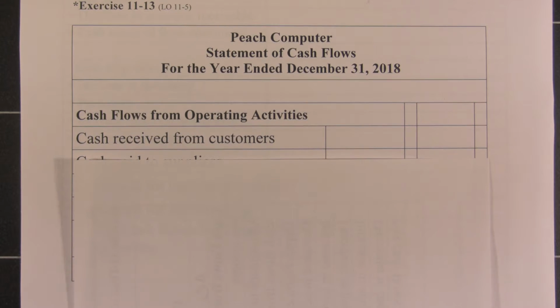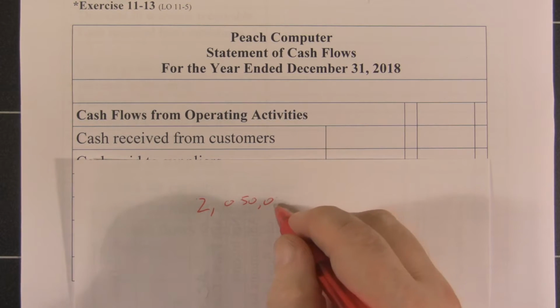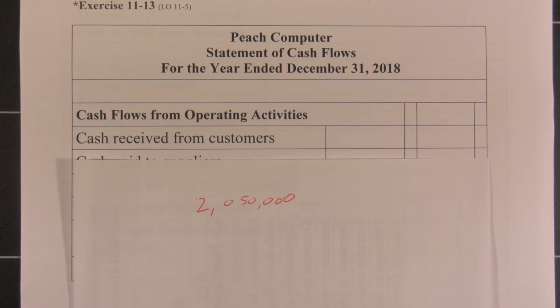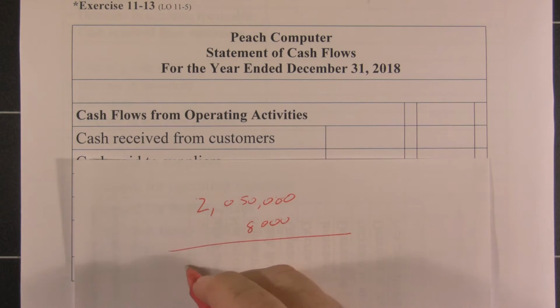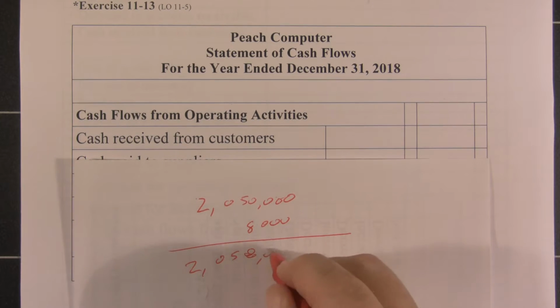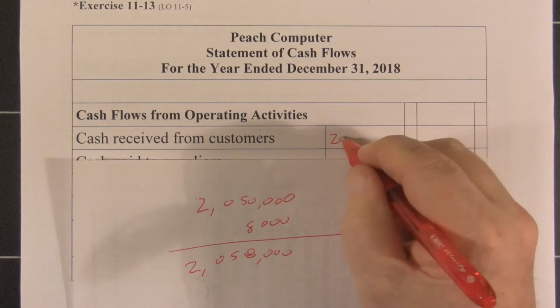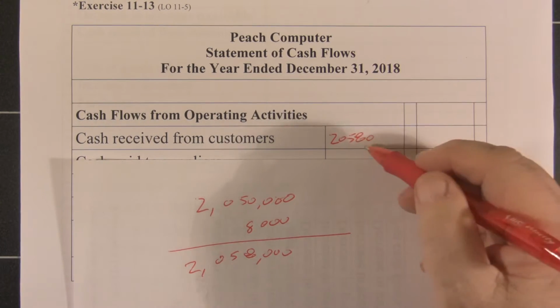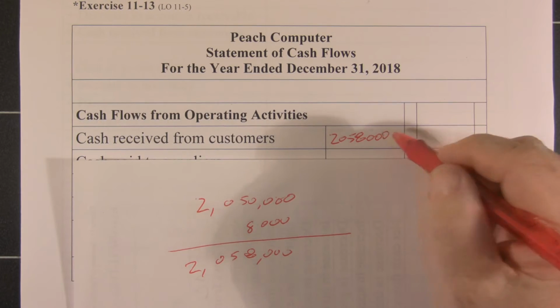Take the cash from sales of $2,050,000 and then adjust for the change in accounts receivable. So in this case, accounts receivable went down, so cash had to go up. And it did so by $8,000. So cash received from customers, $2,058,000. Okay.